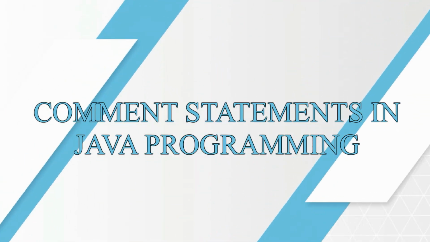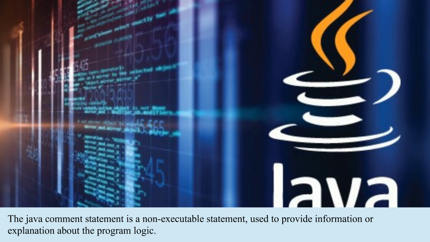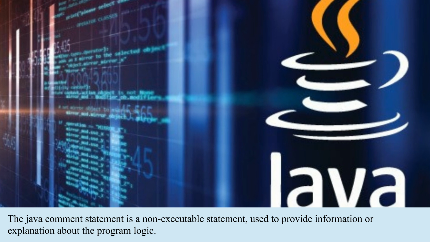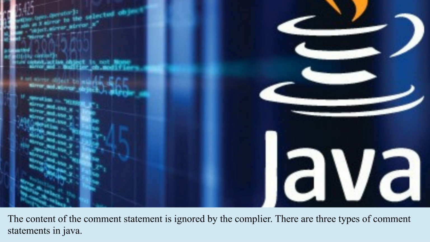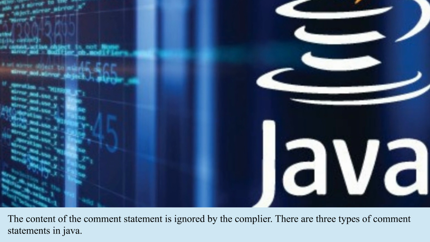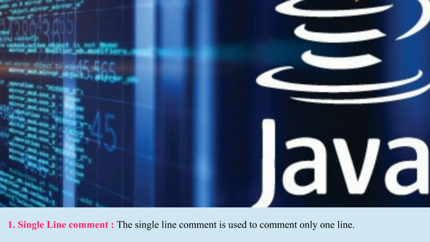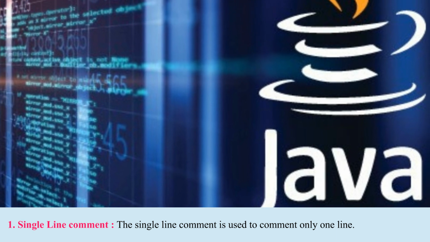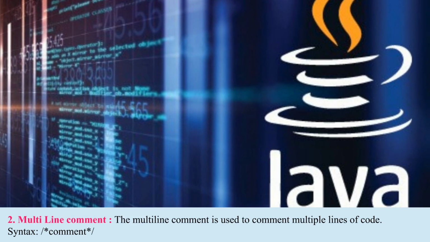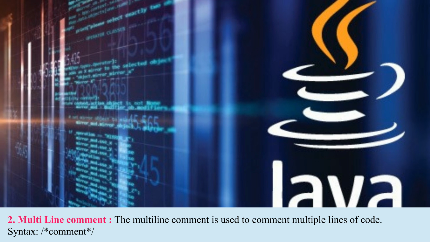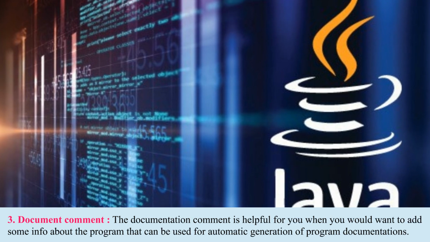Comment statements in Java programming. The Java comment statement is a non-executable statement used to provide information or explanation about the program logic. The content of the comment statement is ignored by the compiler. There are 3 types of comment statements in Java. 1. Single line comment. The single line comment is used to comment only one line. 2. Multi-line comment. The multi-line comment is used to comment multiple lines of code. 3. Document comment.